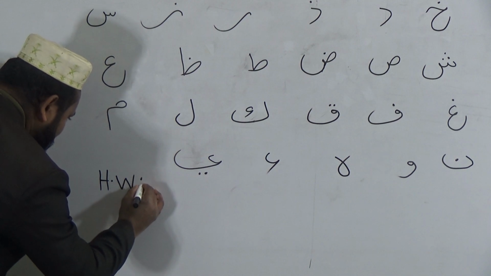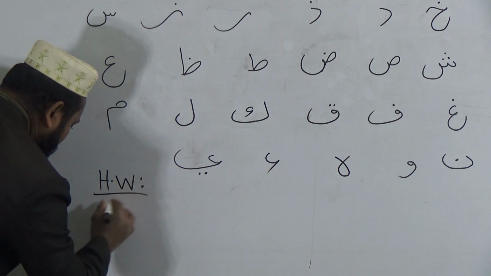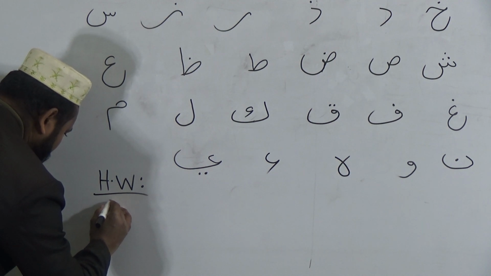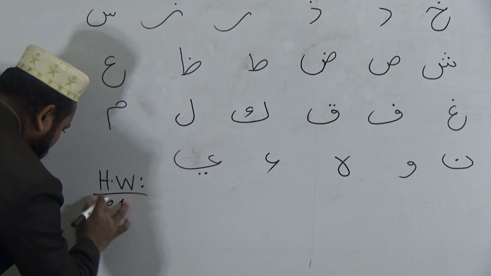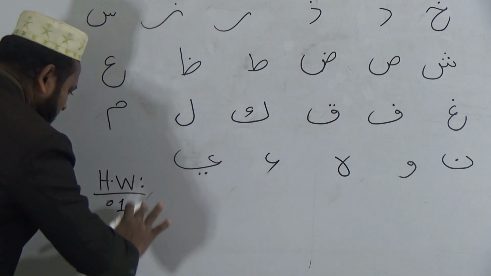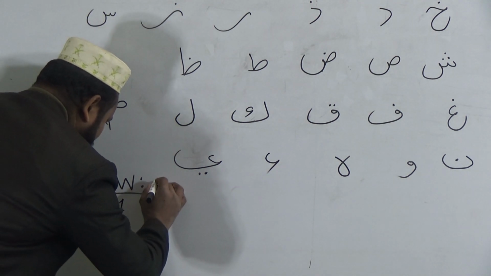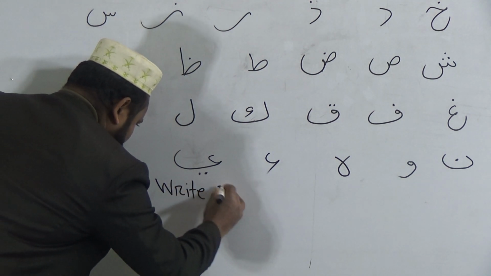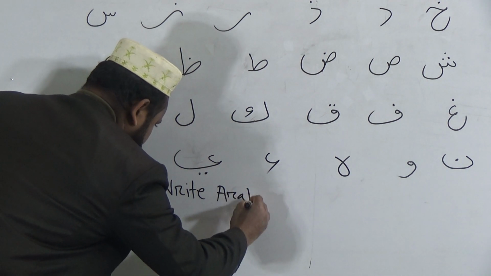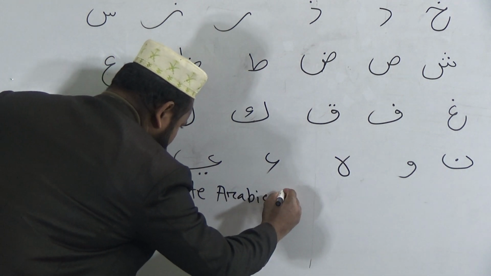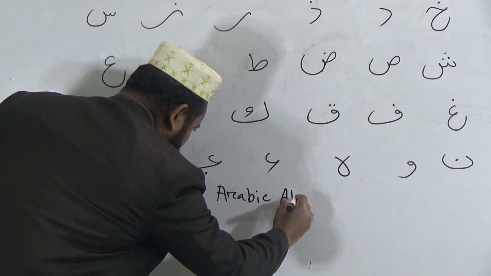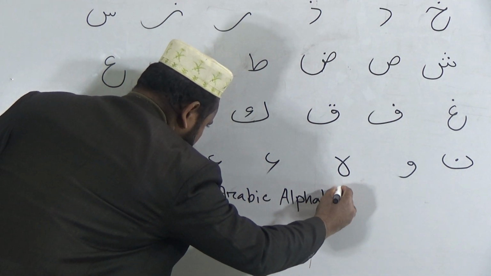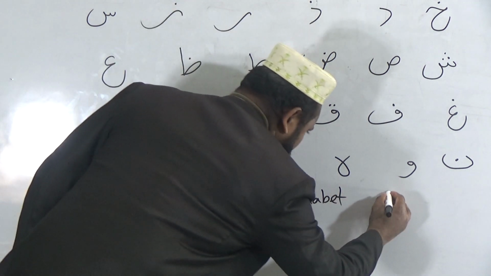Today's HW is the first HW for half yearly of 2021. HW number 1, and the headline of the Arabic HW is: write Arabic alphabet Alif to Ya.